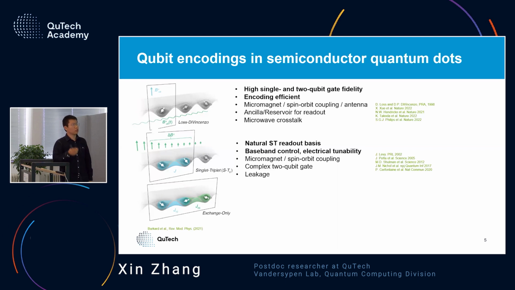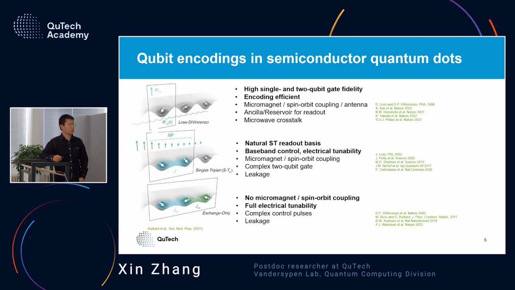Also, you don't need to use microwaves for the qubit control. You can just use baseband control, because you can control the charge occupation of the quantum dots and also the spin states. But you still need a micromagnet or spin-orbit coupling to have universal control of such qubits. Another disadvantage of this type of qubit is that the two-qubit gate is very complex, because you have more states in the qubit space. For example, if you consider two ST qubits, then you have 16 states to consider, and you easily get leakage to other states.